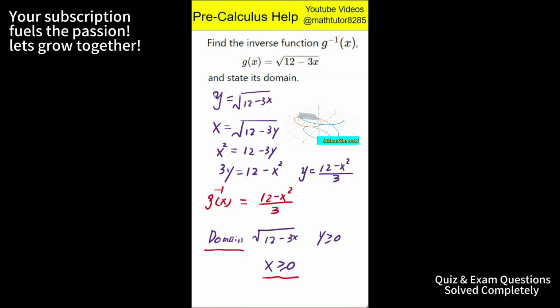Be careful not to forget squaring both sides, and always remember that the domain of the inverse comes from the range of the original function. To invert a square root function, first switch x and y, then square both sides, solve for y, and finally double-check the domain using the original function's range.